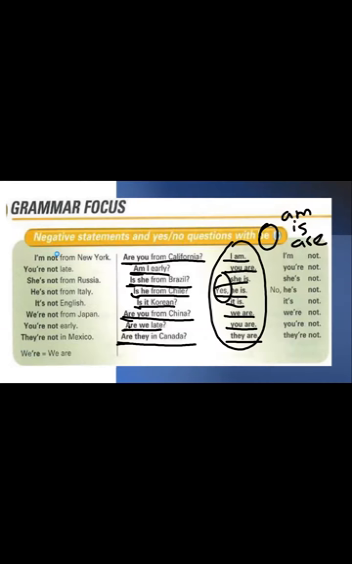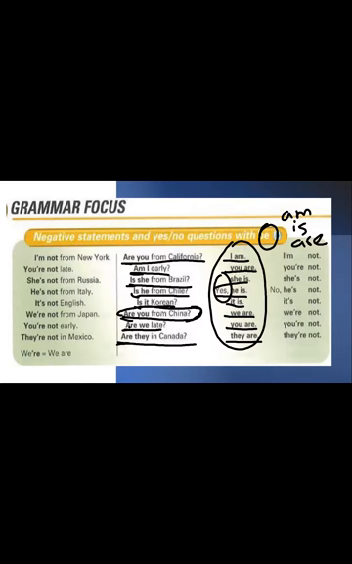O si le preguntamos, por ejemplo, a Abraham. Abraham, are you from Chile? No me va a decir Abraham, yes, he is. No, yes, I am. Depende del pronombre con el que nos estén preguntando, ¿ok? Si yo le pregunto, por ejemplo, a Abraham y a Ramón, are you from China? ¿Son ustedes de China? Me van a decir, yes, we are, si lo son, o no, we aren't, si no lo son, ¿ok? Porque es una pregunta en plural, it's a question in plural.